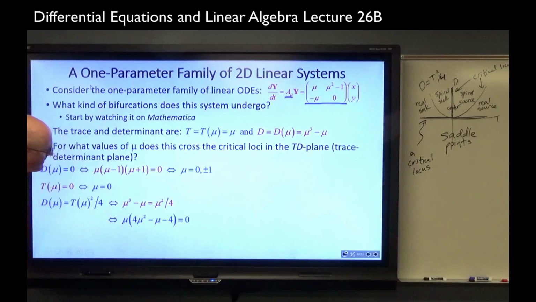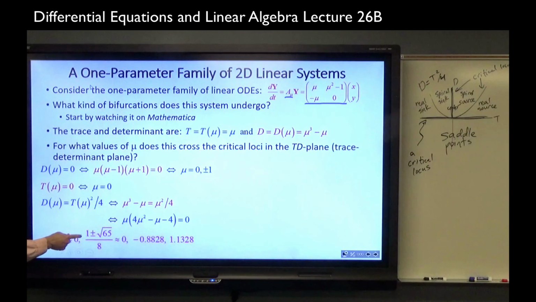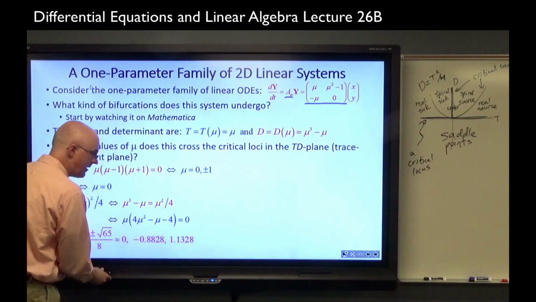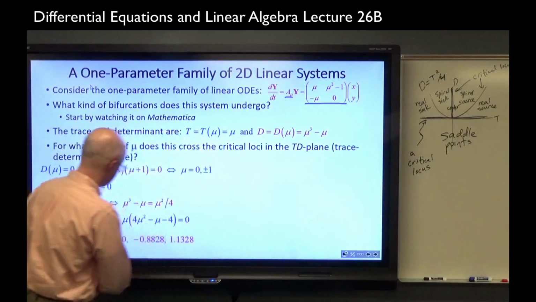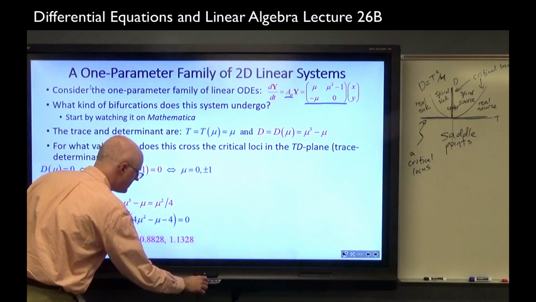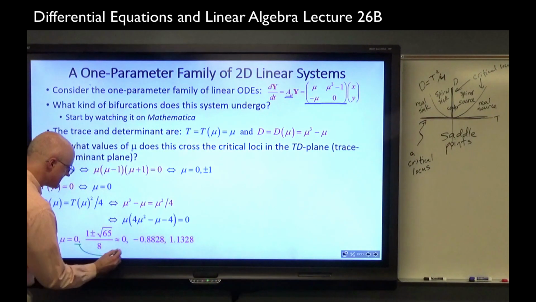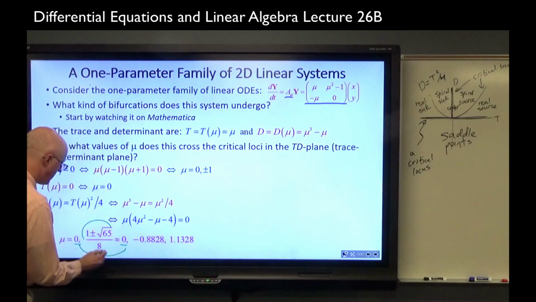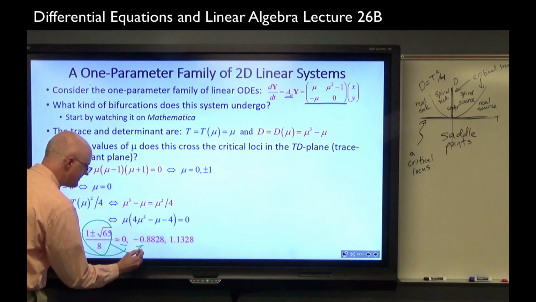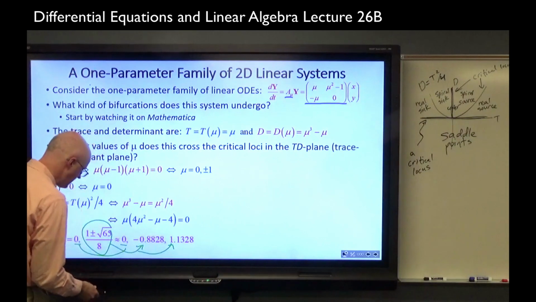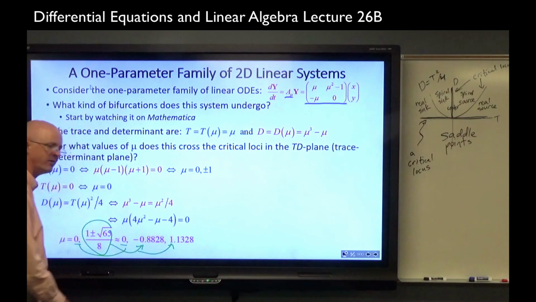But we're also going to get bifurcations where this quadratic is 0, which we need the quadratic formula for. These are irrational roots. 1 plus or minus square root of 65 over 8. You can double check with the quadratic formula. So the 0 matches the 0 here. This matches this. And these two numbers, if you approximate them, give you these two numbers, about negative 0.88 and about positive 1.13.